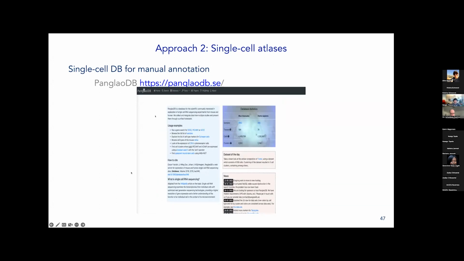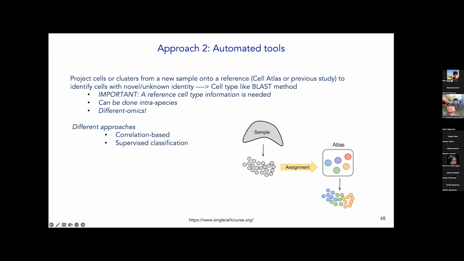Okay, and then the automated tool. This is a slightly different approach. Instead of going through the markers that we detect by comparing a cluster through differential expression, we're going to use cell atlases of previous studies to map this information in a supervised way into our sample. There are different approaches, but in general, this is like a BLAST. If you are familiar with it, it's like mapping your cell types as a query into these databases.